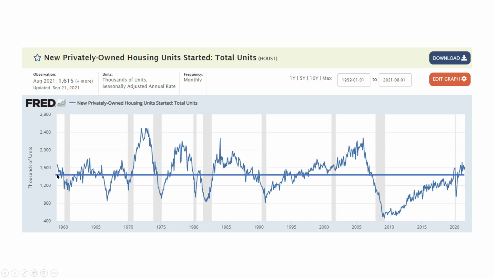This is the average demand in the blue line. And we are going into an expansionary phase of real estate. This leads the business cycle. And there are 4 phases to a business cycle, just like the real estate cycle.